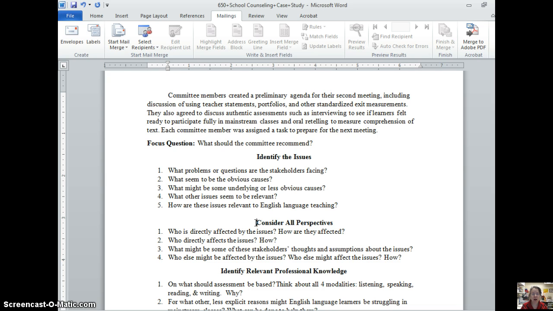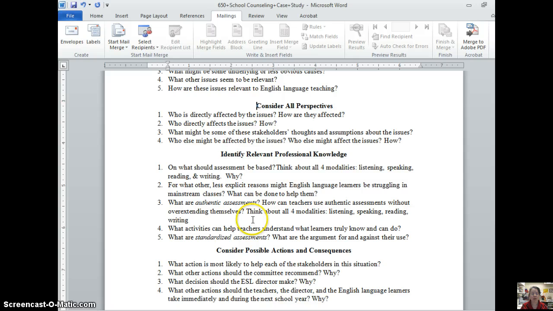Then we must consider all perspectives. Again, answer all of these questions in grammatically correct, professional, evidence-based sentences. Then you need to identify relevant professional knowledge. Thinking about this, again, you might have to do a little research here on your own.